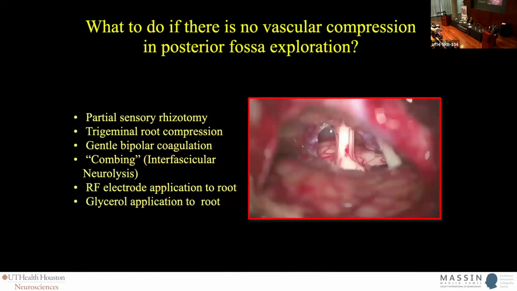So I was searching the literature for what else I could do, and I found partial sensory rhizotomy. I have some cases with good results. Trigeminal root compression doesn't work in this case. Gentle bipolar coagulation, interfascicular neurolysis that was never heard before. Radiofrequency electrode application to the root, laser application to the root. Very dangerous.